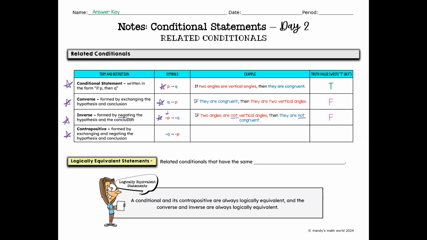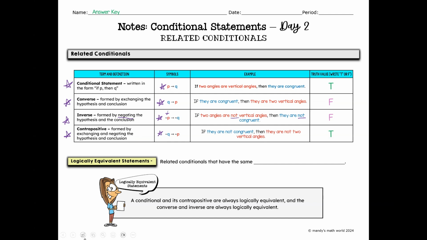Let's move on to the last related conditional, the contrapositive. We're going to switch the order and we're going to negate the hypothesis and conclusion. So instead of starting with if P then Q, we're switching the order and negating both. So if they are not congruent, then they are not two vertical angles. We know vertical angles must be congruent, so if they're not congruent, then they're not vertical angles, which means this statement's truth value is true.